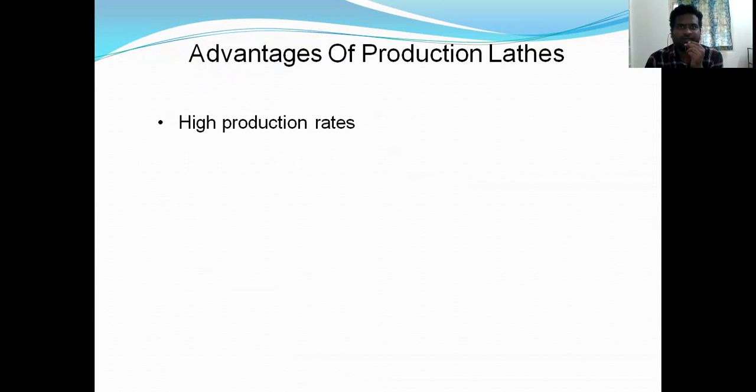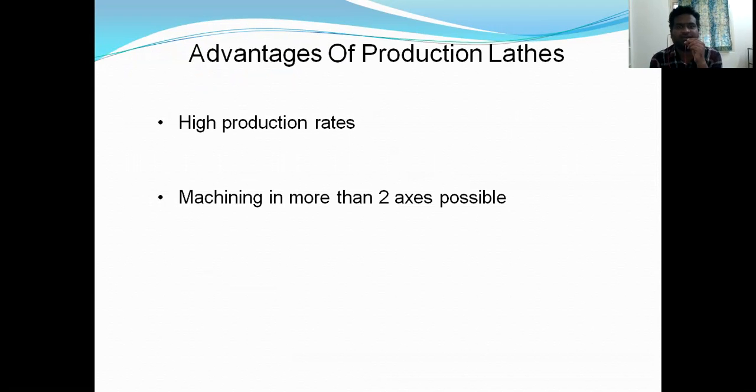And coming to the advantages of production lathes. We know some of the advantages already, right? That is high production rates, and it is useful for machining in more than two axes. We can do simultaneous operations. That's why it can operate on more than two axes.